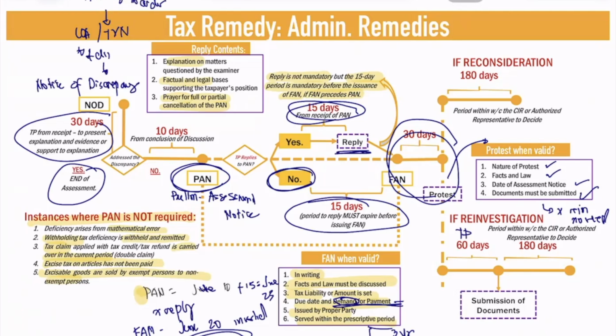And then, if ever tingin mo, kailangan mo pa rin i-dispute, you need to protest within 30 days from the date of the FAN. And your protest can either be reconsideration or reinvestigation. Reconsideration, you ask the BIR to reconsider based on existing facts. How about reinvestigation? You submit additional documents, and you have 60 days to submit additional documents. After that, that's the end of our admin remedies.